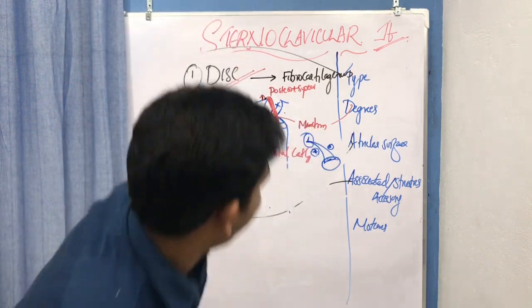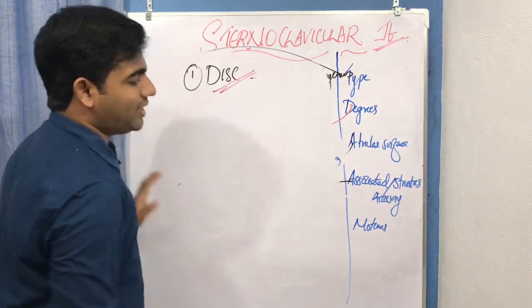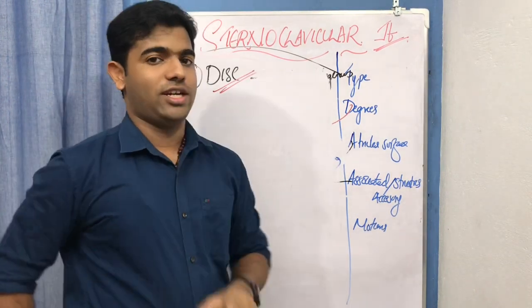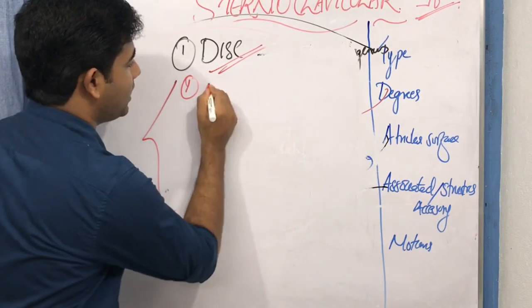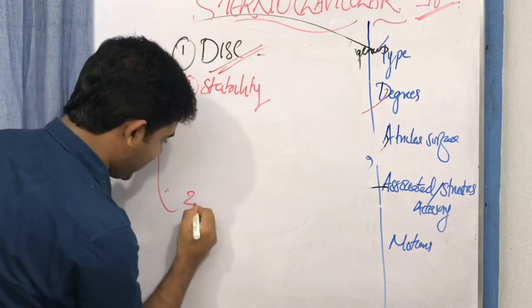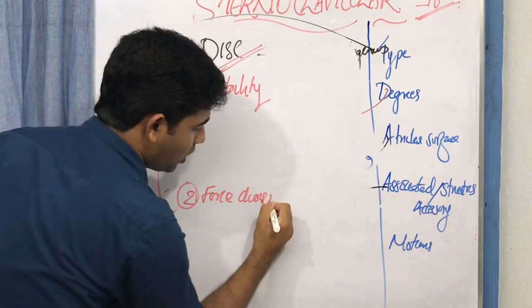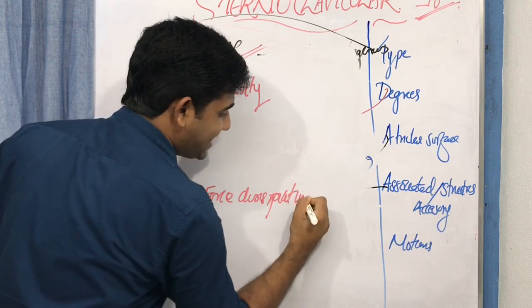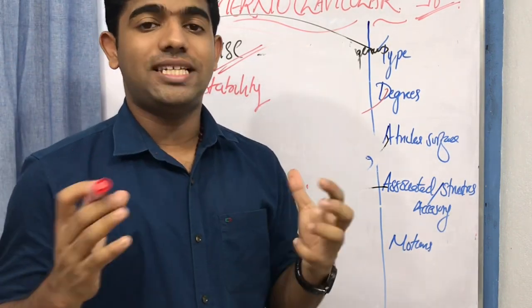Now, we need to understand the function of this disc. The sternoclavicular joint disc has two functions. One is the function of stability, and the second is the function of force dissipation.